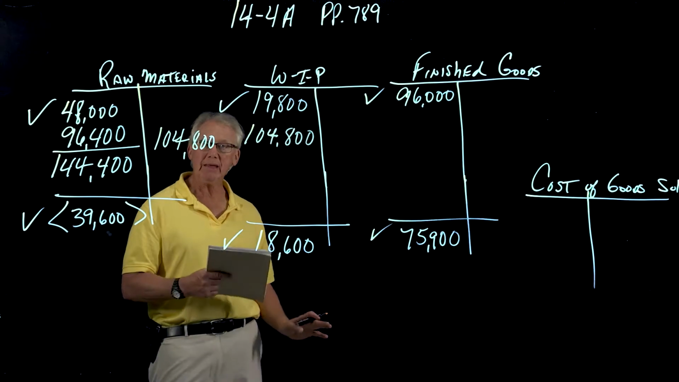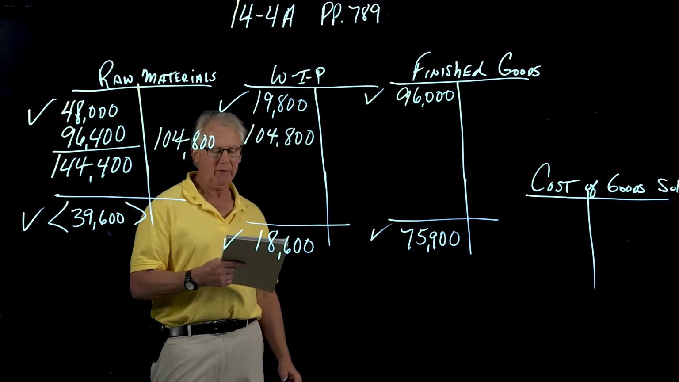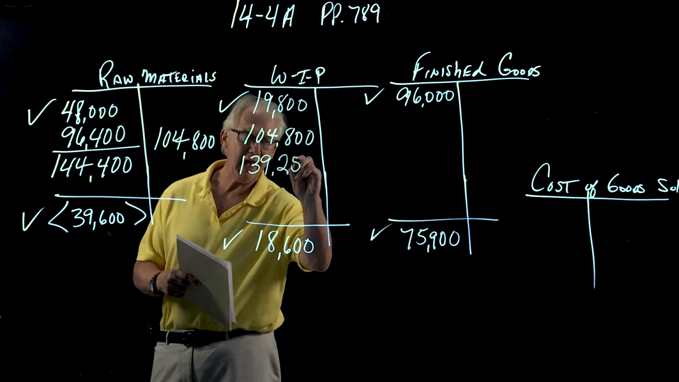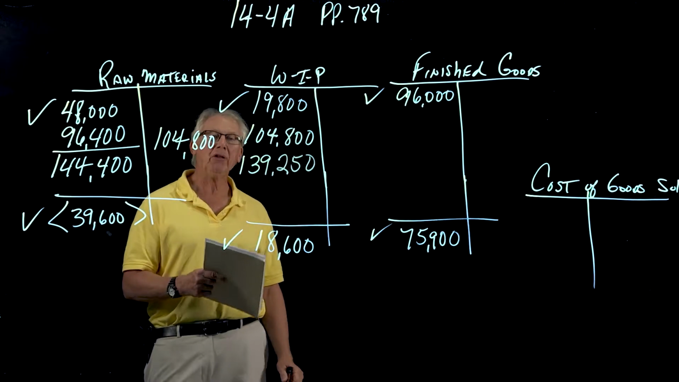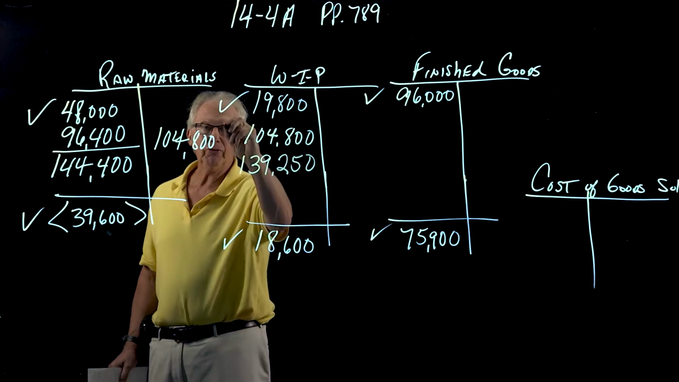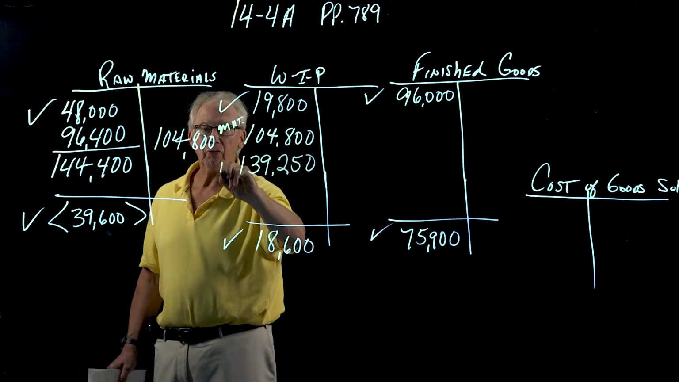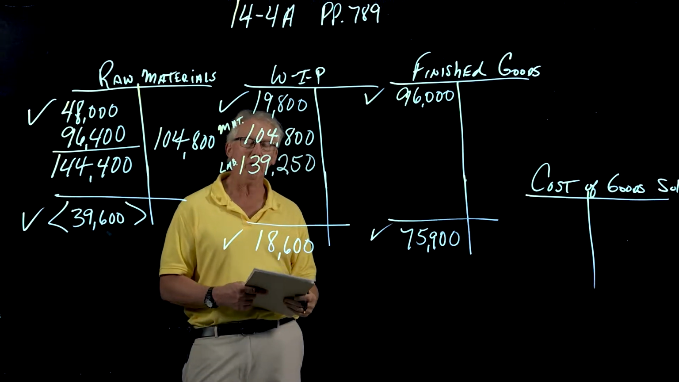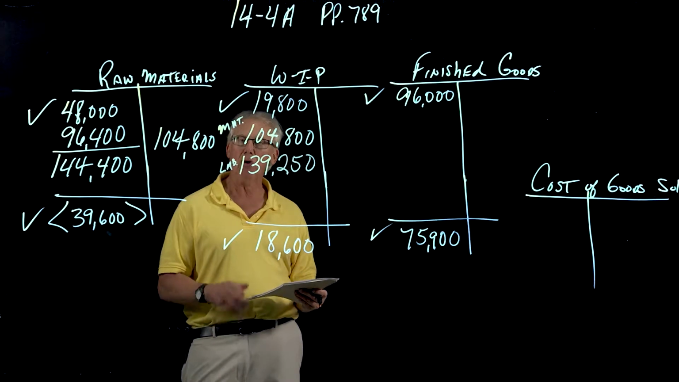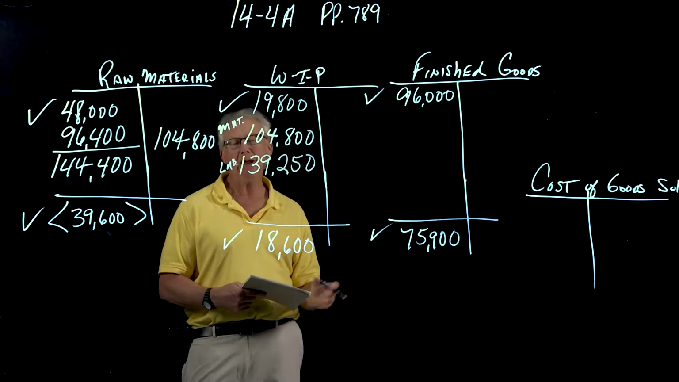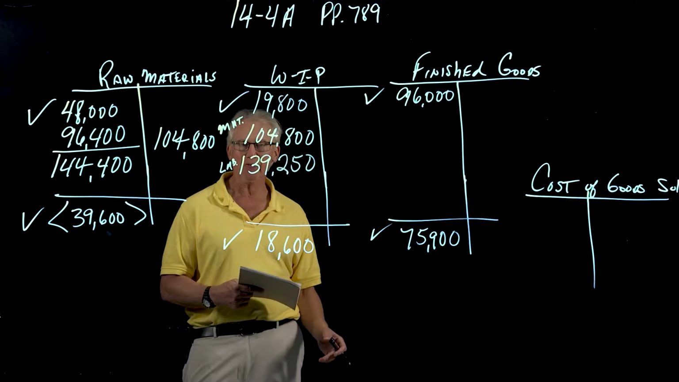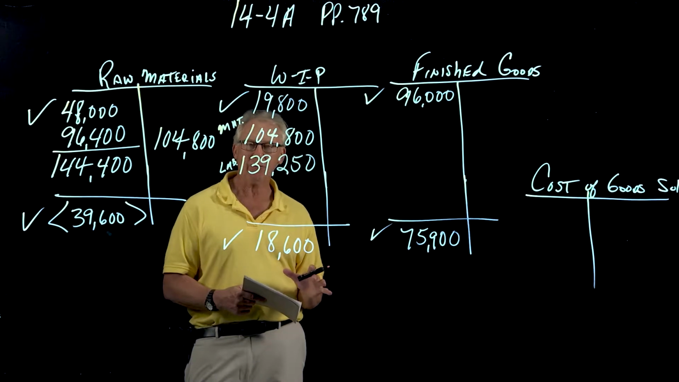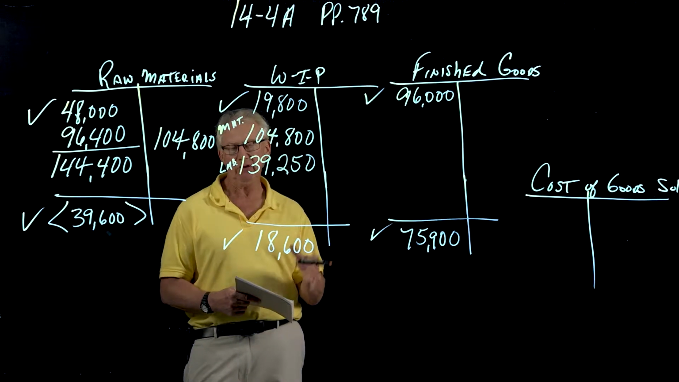Now, in the problem, they give you direct labor. And I believe that number is $139,250, if I'm not mistaken. So let's write that in. And so basically what you have is you've got your direct materials and your direct labor. And so there's only one more cost to put into your work in process account, and that cost is called manufacturing overhead. Now, I tell all my students in the classroom that when you're trying to find overhead costs, always look for the word factory or plant when you're looking at different costs.